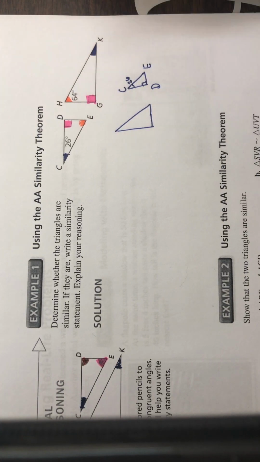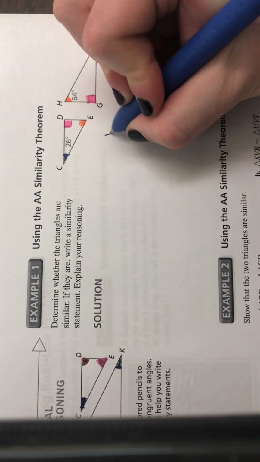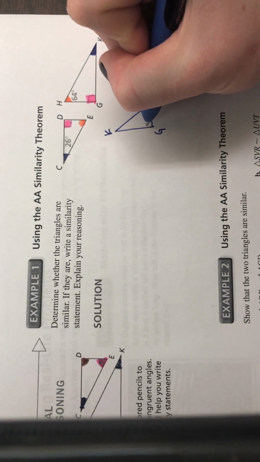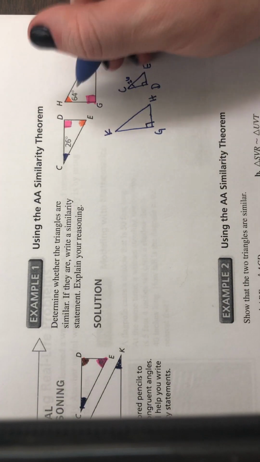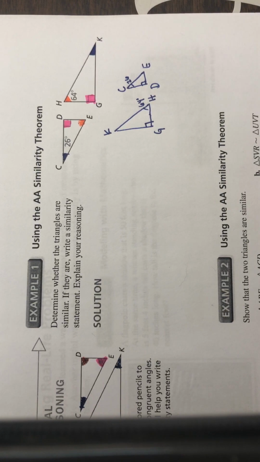We're 26. Okay, then we have G, K, and H. This was my right angle, and H was 64. So either way, however you visualize it better to see which angles correspond to one another. It says determine whether the triangles are similar. If they are, write a similarity statement and explain your reasoning.